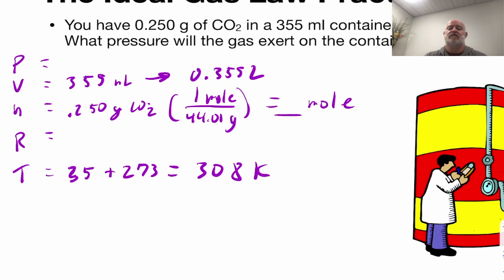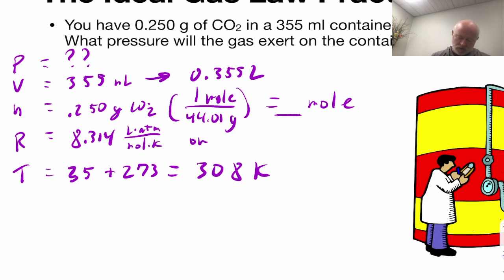What pressure will the gas exert on the container? So we're asking for pressure. So my unknown is my pressure, okay? And then, of course, my R. Now, pressure can be either in atmospheres or it can be in kilopascals. Because this doesn't say in kilopascals or atmospheres, we can choose either one we want. Okay, so I can use either R value. I can use 8.314 if I go liters, atmospheres, moles, Kelvin, or I can use 0.0821 if I have it in liters by kilopascals, moles, Kelvin.